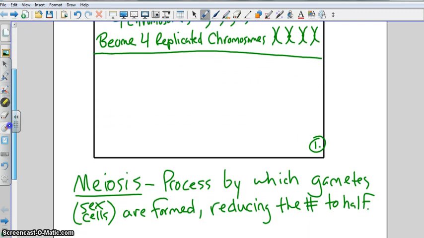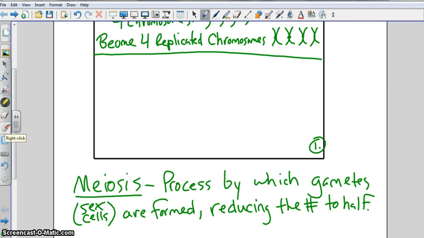All right. So we're going to draw. Let's draw. I'm going to kind of draw a big cell right here, but I'm not going to put anything inside of it just yet. And I'm going to label this as prophase 1.